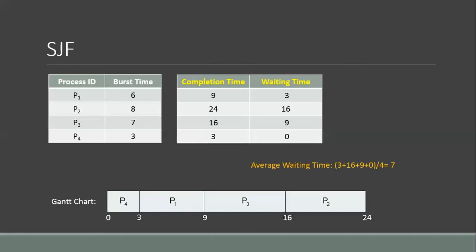We can compute the average waiting time by adding up all the waiting times for each of these processes, and then dividing this sum by the total number of processes in the set, and we will get the value 7. 7 is the average waiting time for the processes in this set.